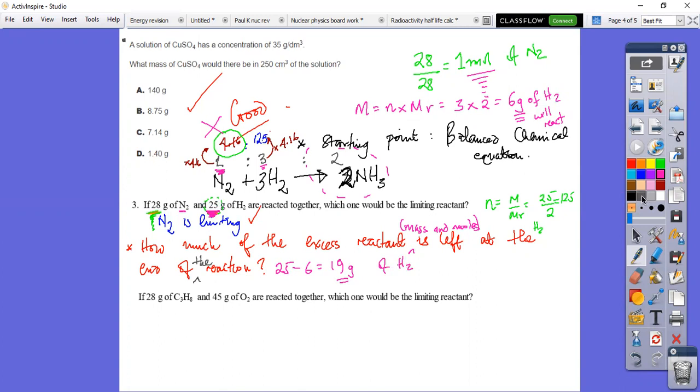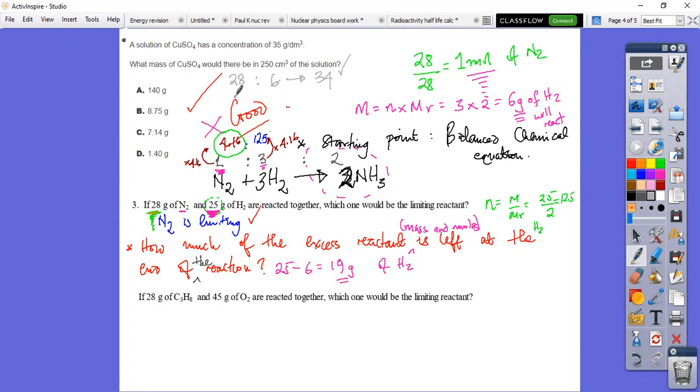I could have also worked it again, just using masses. If I used masses, I would have said 28 grams of nitrogen requires 6 grams of hydrogen to form 28 plus 6, which is 34. I can also check that because mass is conserved. 3 plus 14 is 17, and 17 times 2 is 34. It checks out. Excellent. So 28 grams requires 6 grams of hydrogen.